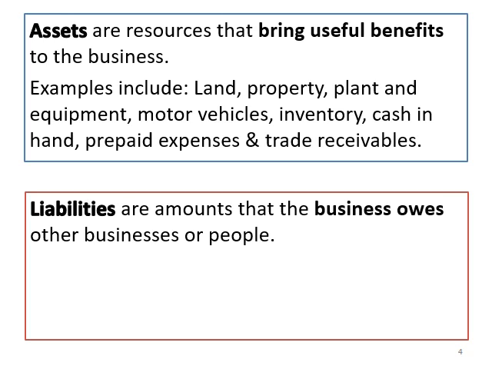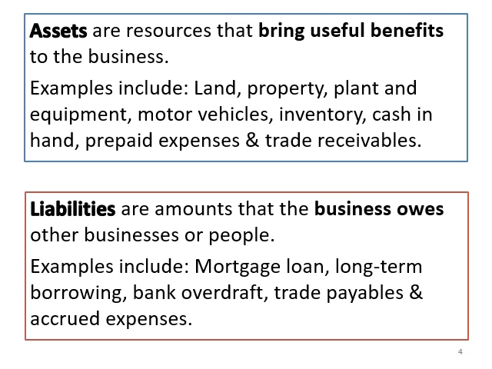Liabilities are amounts that the business owes other businesses or people. They are actually obligations that a business has to settle. Examples include mortgage loan, long-term borrowing, bank overdraft, trade payables, and accrued expenses. Please refer to textbook page 29 to 31 to know more about the following slides.